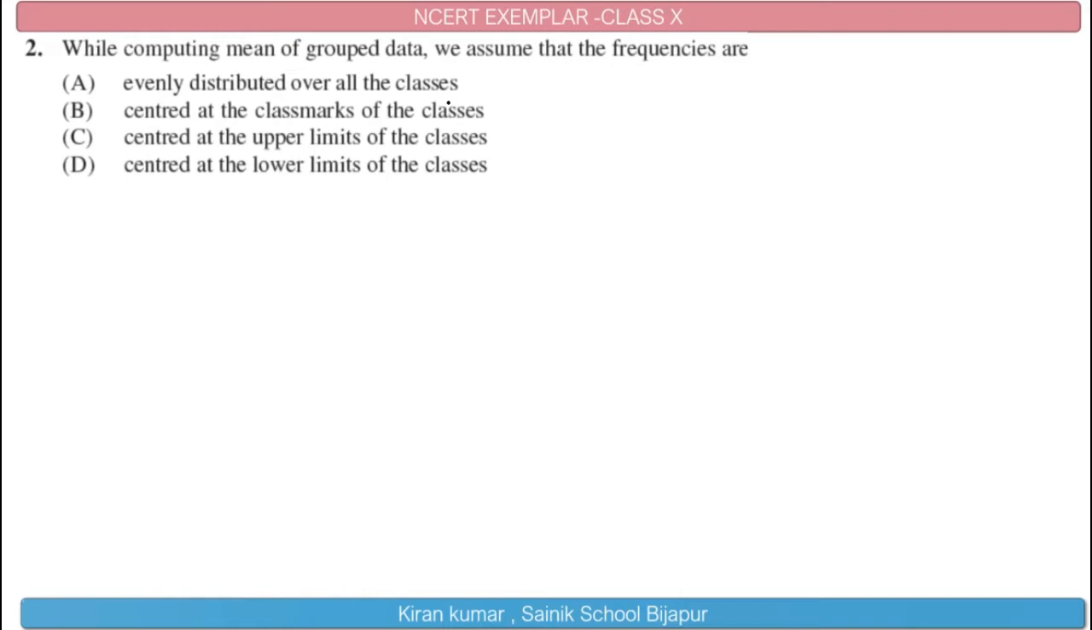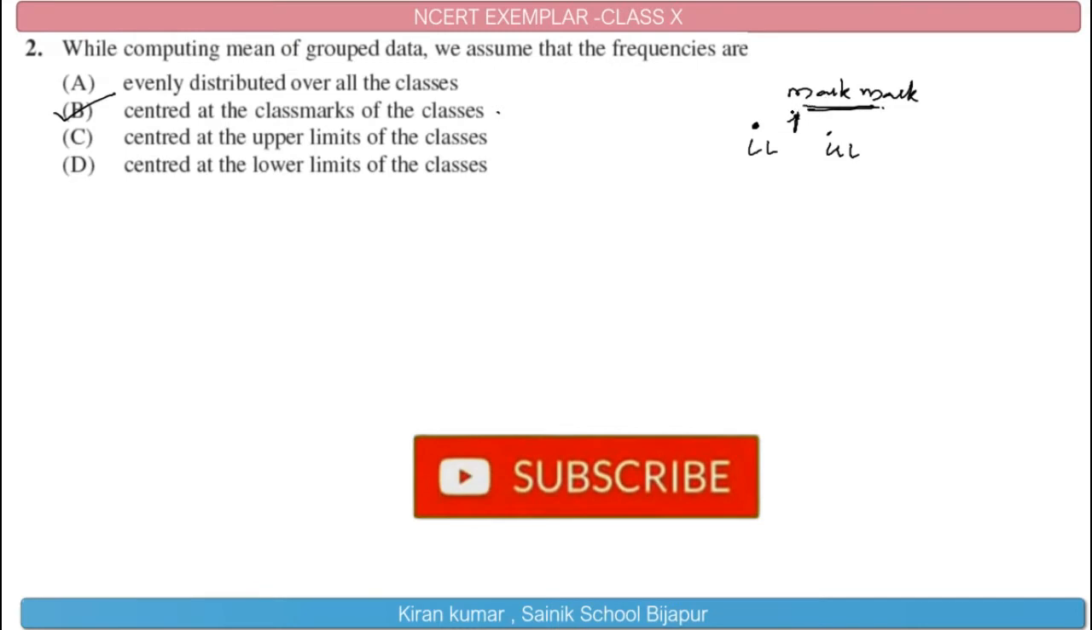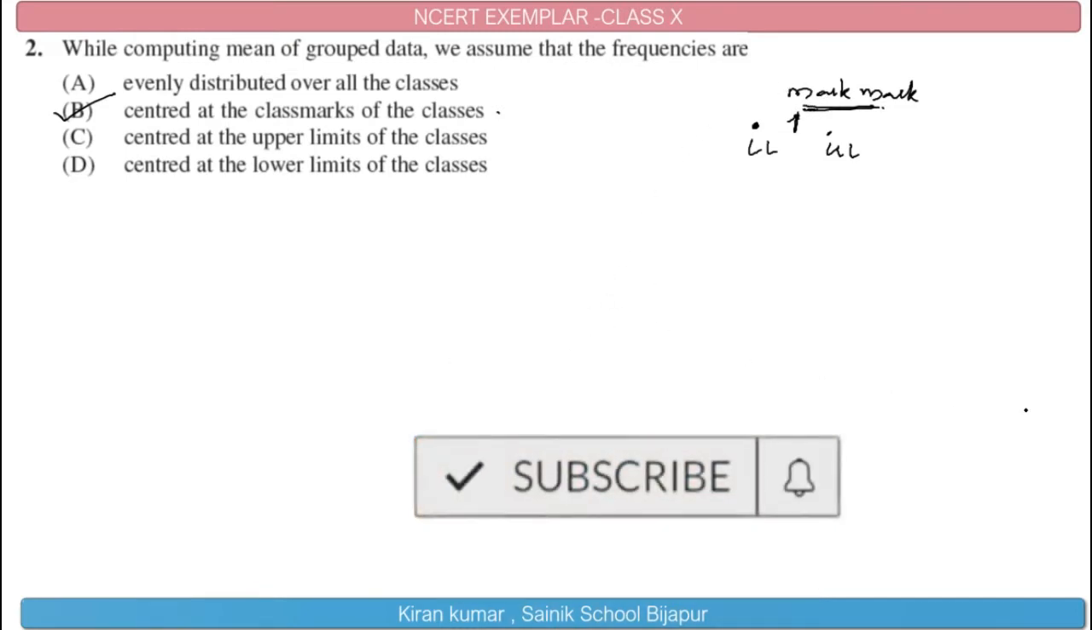Therefore, the frequencies or the observations must be centered at the class mark of the classes, because between the upper limit and the lower limit the class marks are found. So all the observations are centered at the class mark of classes.